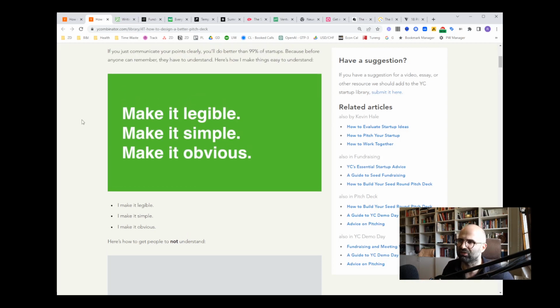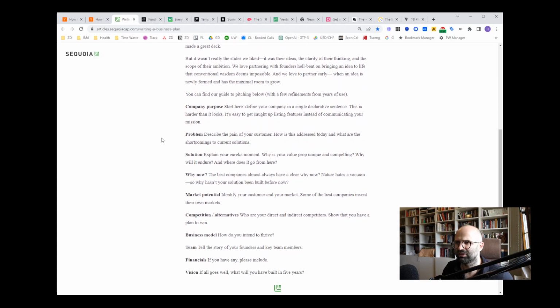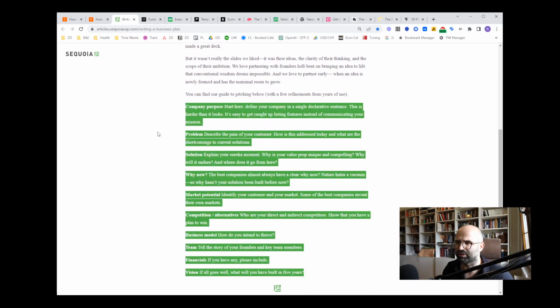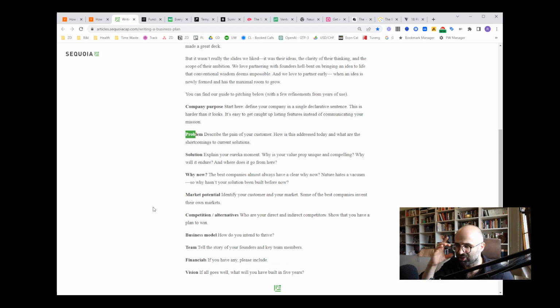So that's where the teaser deck needs to be very short. So that's that. Sequoia, and that's why you're seeing, while Sequoia is obviously a massive brand, you're seeing why it's high level. This is all you get. It gives you the structure. It says you start with company purpose, then problem, solution, why now, market potential, competition, business model, team, financials, vision.